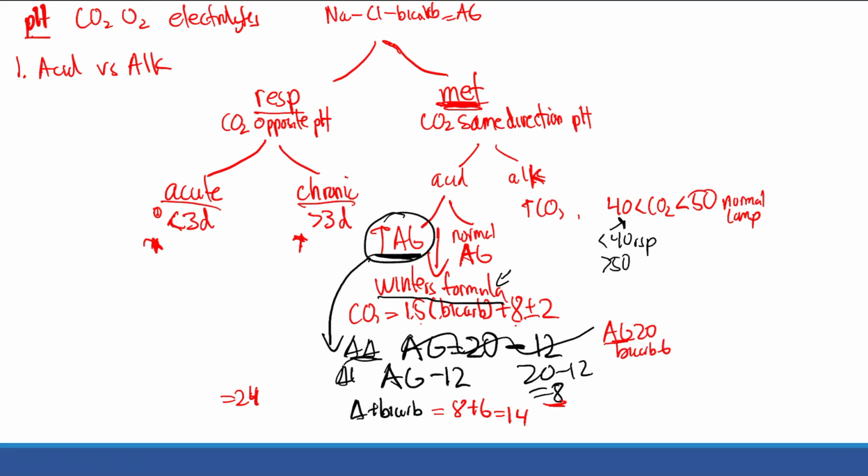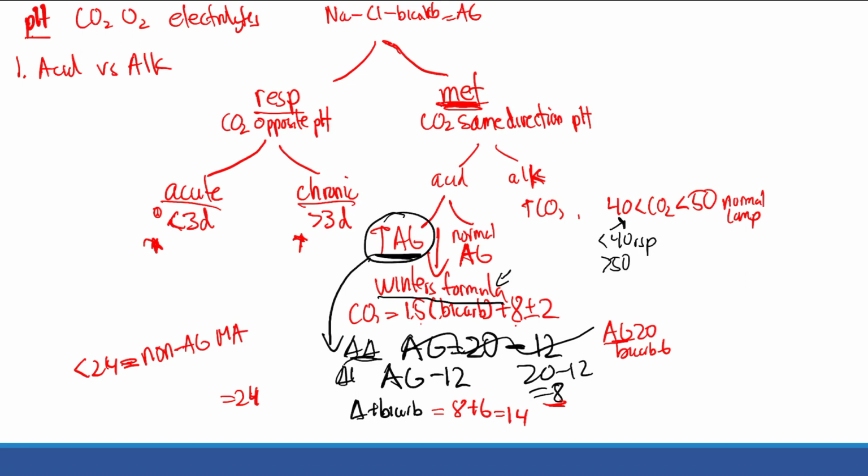However, if this sum is less than 24, then what does that tell you? Why would there be less bicarb than expected? Less bicarb, remember, in a metabolic problem means there's a metabolic acidosis. So that means there's a concomitant non-anion gap metabolic acidosis.